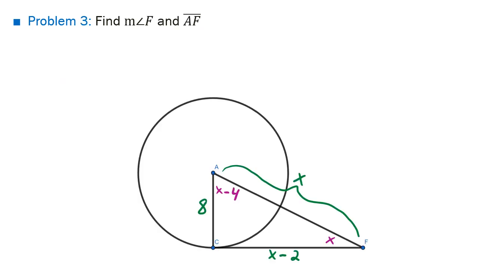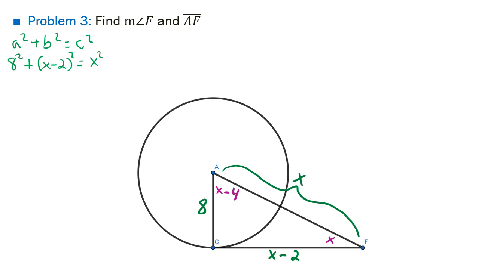All right, so for problem 3, they want us to find angle F and the segment AF. Now the green X and the purple X are going to be two different values. This is two separate problems I just merged into one to try to save some time. So we're going to use the Pythagorean theorem to find the segment. So a squared plus b squared equals c squared. We got 8 plus x minus 2 equals x, and they're all getting squared from the Pythagorean theorem.